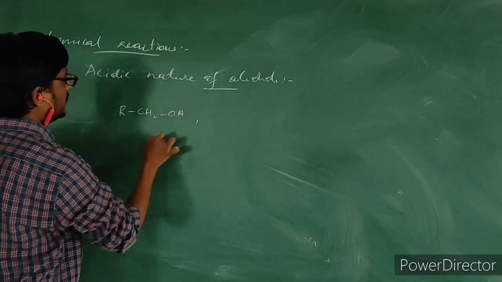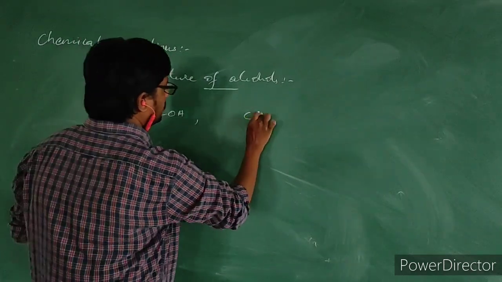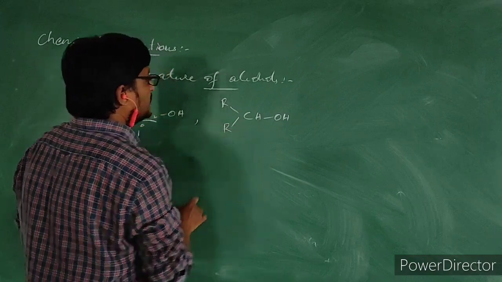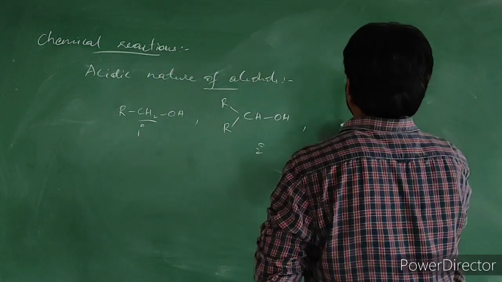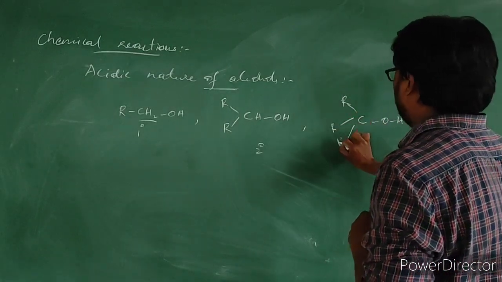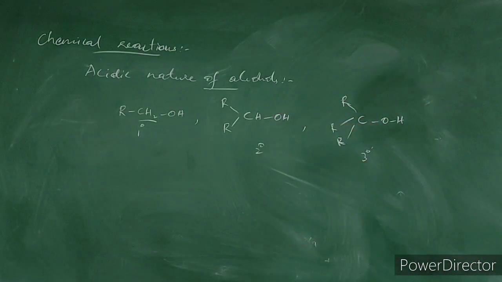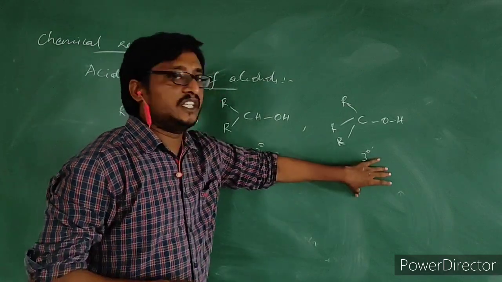So this is nothing but a primary alcohol. This is nothing but a secondary alcohol. This is nothing but a tertiary alcohol. Okay, look at this. So three types of alcohols I have mentioned: primary alcohol, secondary alcohol, tertiary alcohol.